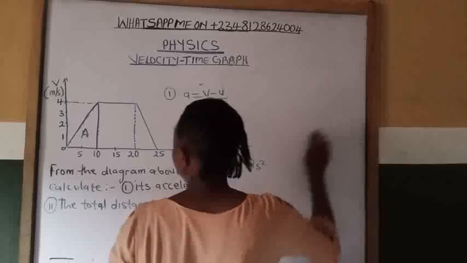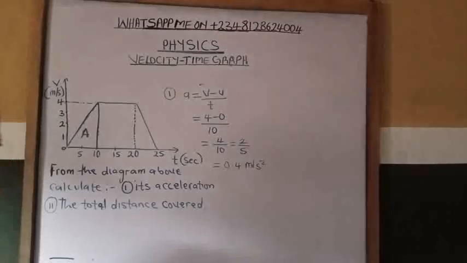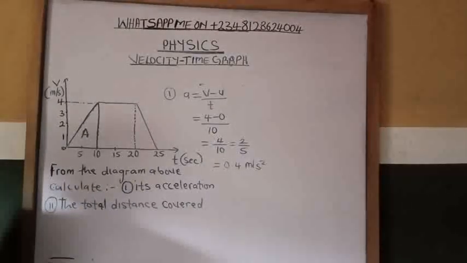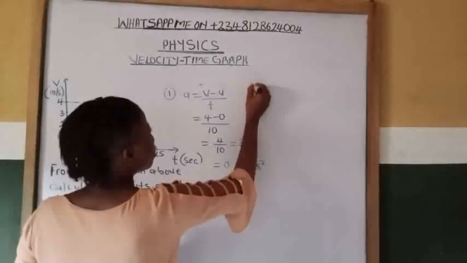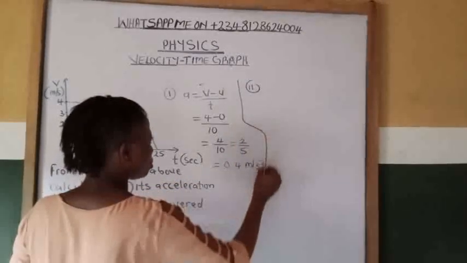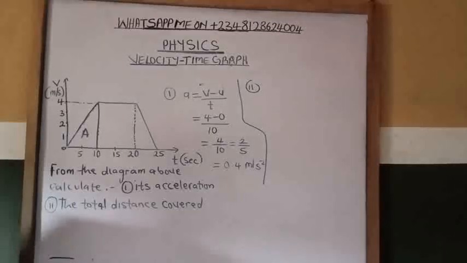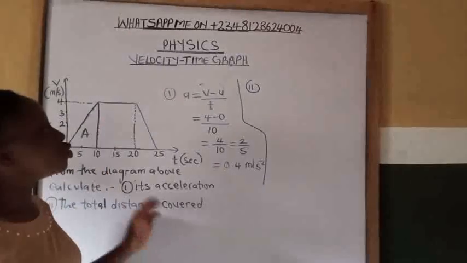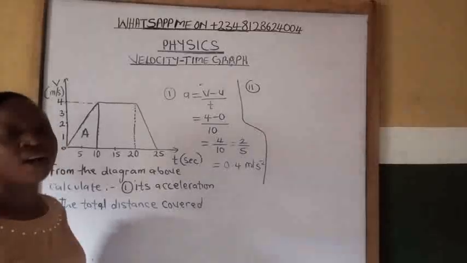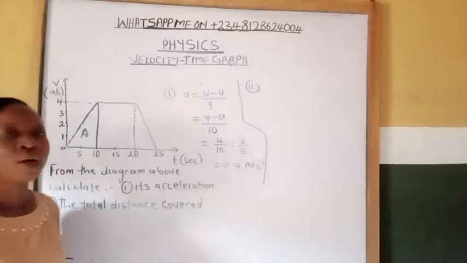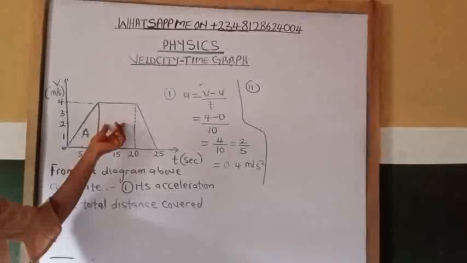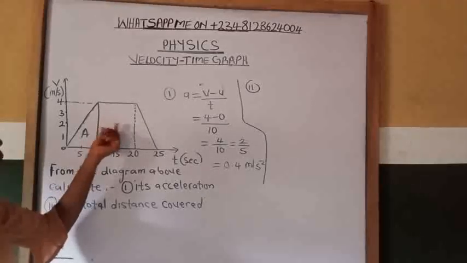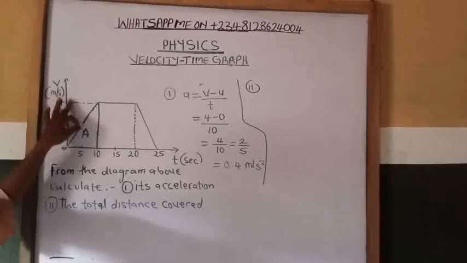So number 2 is the total distance. We are looking for the total distance, Roman figure 2. So to calculate total distance on a velocity time graph, we are going to look for the what? The area of the shape that appears on this graph.